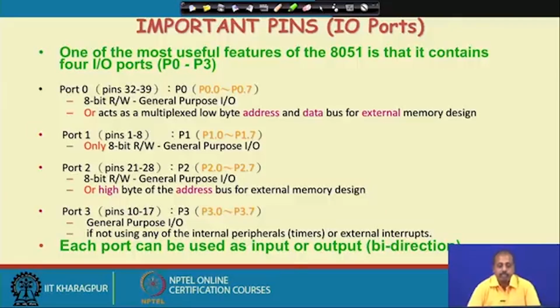Port 0 occupies the pins 32 to 39 of the chip, and they are called P0, also written as P0.0 through P0.7. The way we are writing it as P0.0 through P0.7 is because these ports are bit accessible. So, you can control individual bits separately. That is why we write it as P0.0, 0.1 like that.